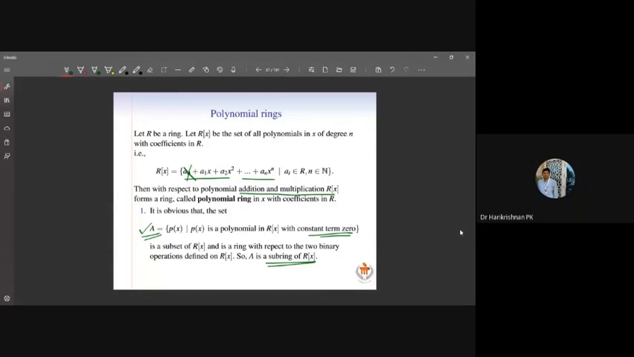Another subring we can construct in R[x] is this: you take the collection of all polynomials in x squared whose coefficients are from R. Then all such polynomials form a subset of R[x], and you can verify all the properties of a ring for this substructure. So it will be a ring and a subset of R[x], so it is a subring of R[x].